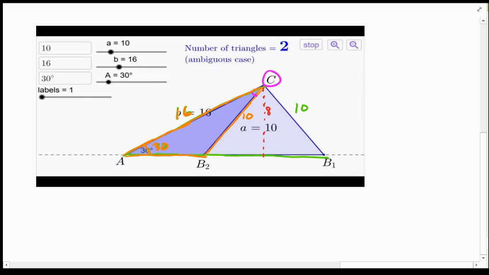Because there's the skinny one that has a tiny angle at the top there, or the bigger outside one that has this big wide angle. So there are technically two separate triangles that are created with the three pieces of information we were given. We're going to come back to this image a couple of times to help understand this. But the general idea is, when I have an angle of 30, an adjacent side of 16, and an opposite side of 10, it creates two different triangles.